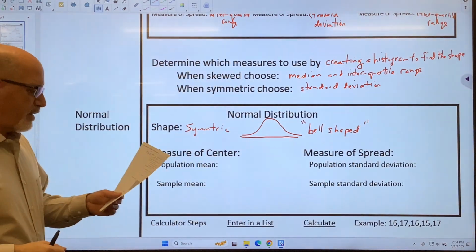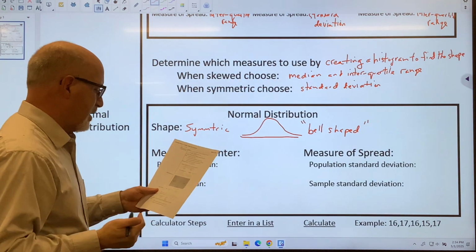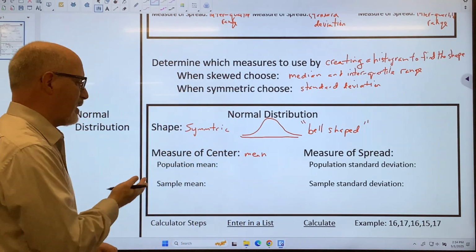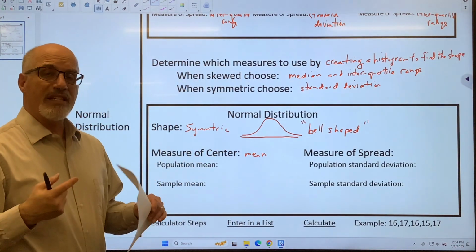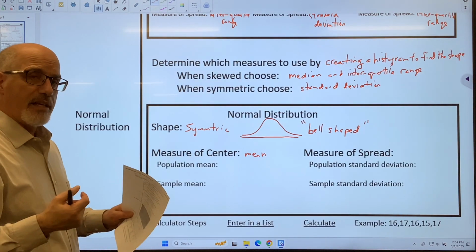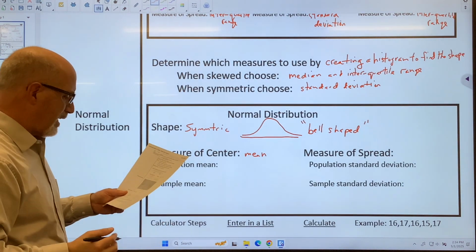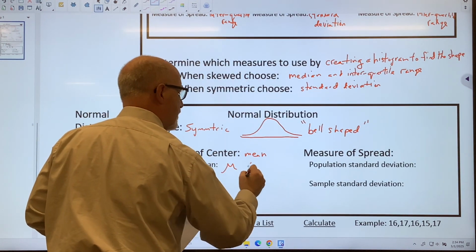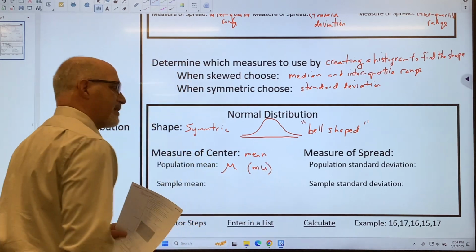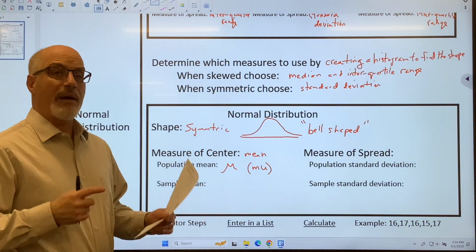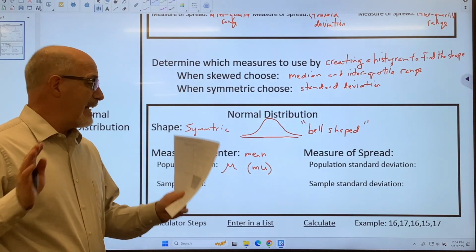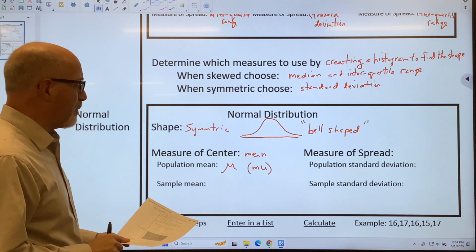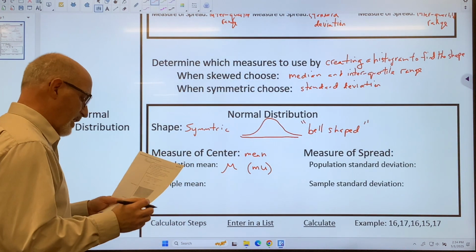So for the measure of center, since we use the mean here, we're now going to start talking about whether we use the population mean or the sample mean. And we list them with different characters to do that. For the population mean, what we usually use is the Greek letter mu. So when you see the Greek letter mu, that means it's for the entire population. It is the parameter for the population. That is the mean.